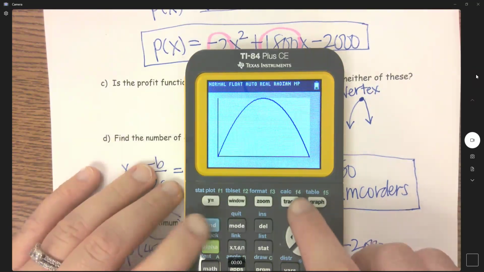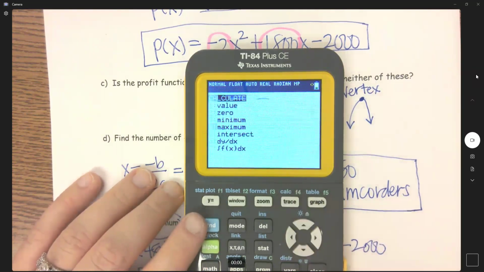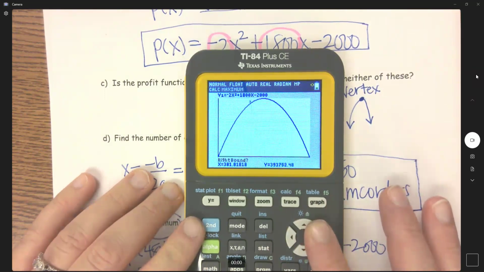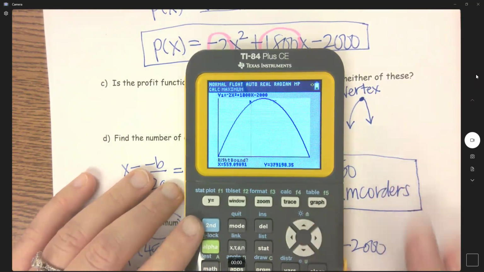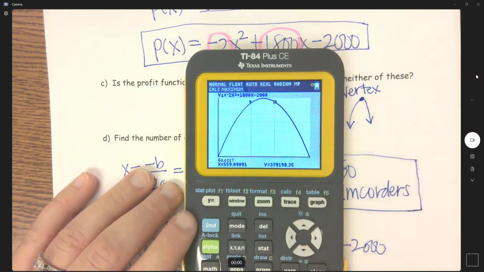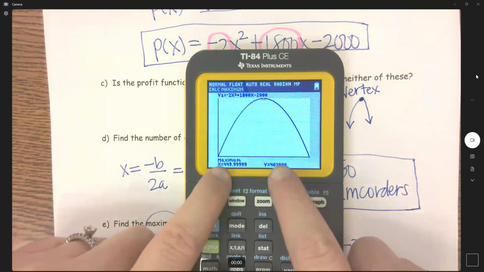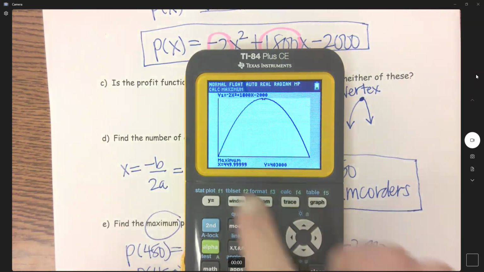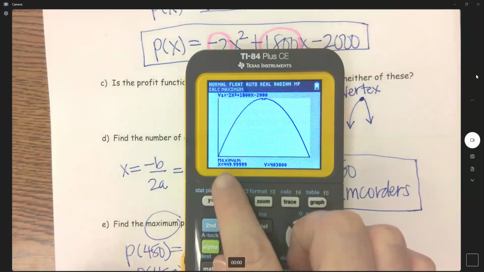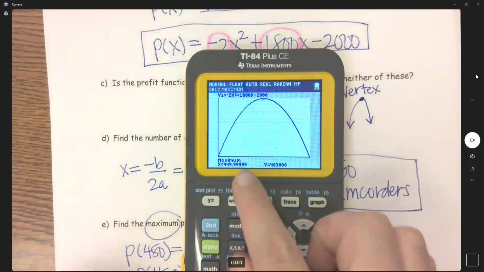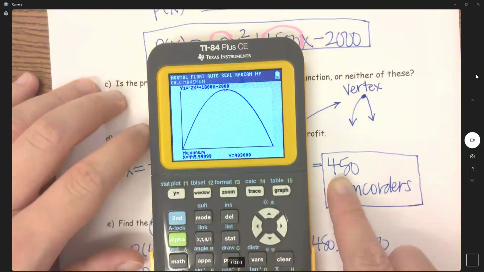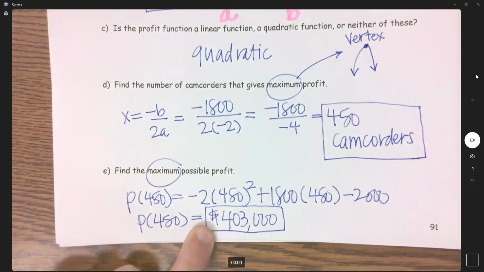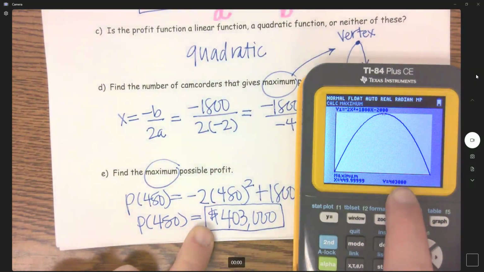So if I go to calc here and I want the max, I want left bound. I want to go somewhere over here to the left of that vertex, and then right bound somewhere over here to the right of it. Hit enter through guess, and we get this right here. Now, again, sometimes it rounds that really, really weird, but 449.99999 is 450, right? So we've got 450 for my X, and then my Y coordinate is my $403,000.